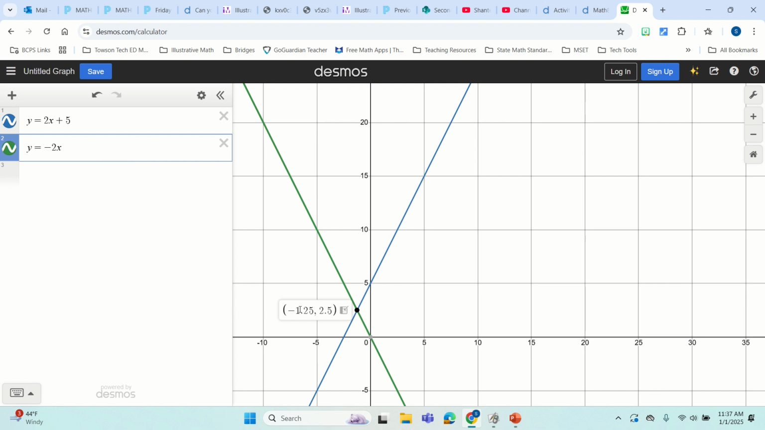And they meet at (-1.25, 2.5). So my x is negative 1 1/4, and my y is 2.5. Okay, and we'll get into this later as we move into the unit.